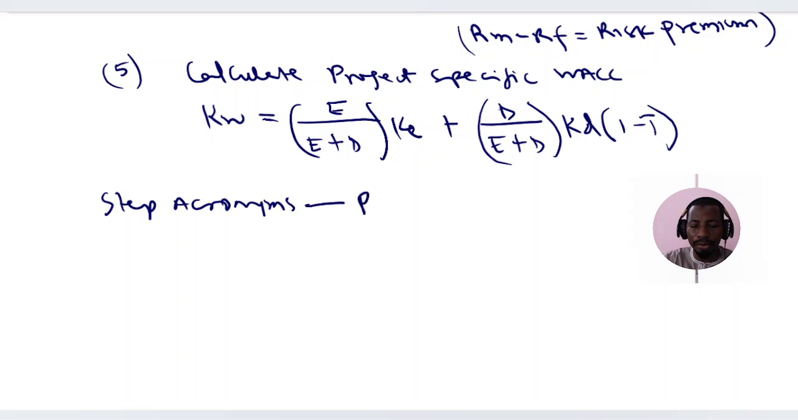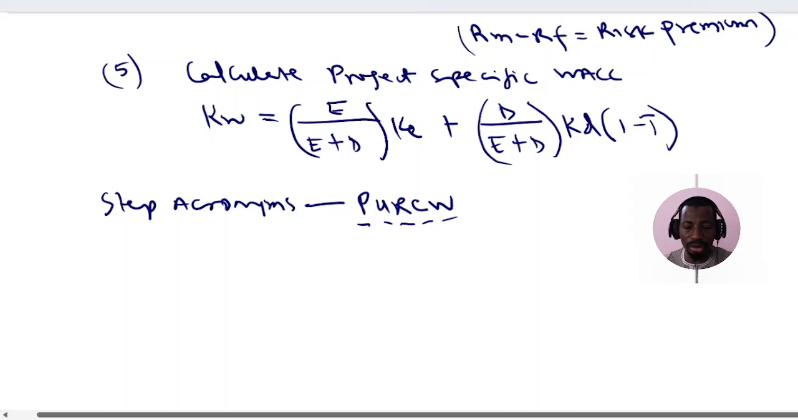So P, U, R, C, W. Okay: proxy beta, ungear, regear, cap it, then you work it. Those are the 5 steps you are supposed to carry out whenever you want to calculate project specific cost of capital. So at this point, let's have an illustration.